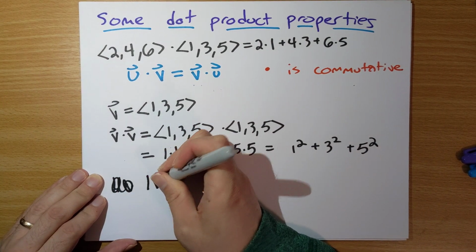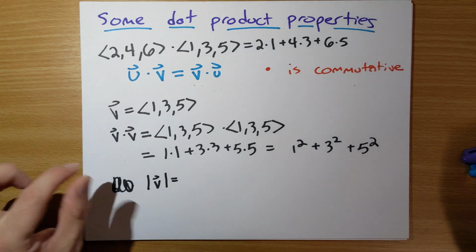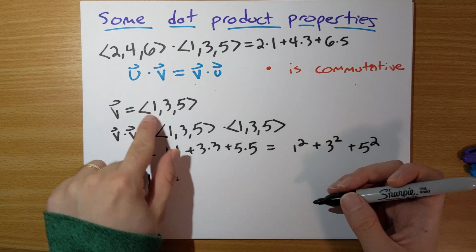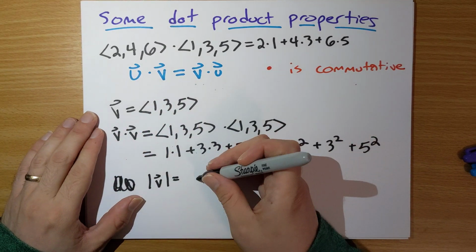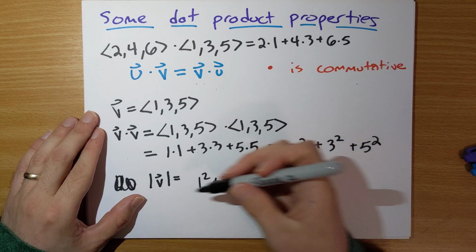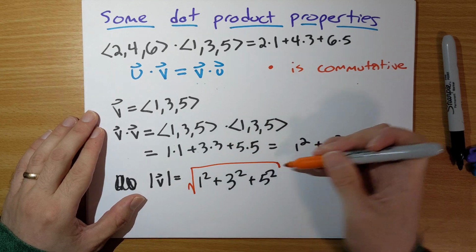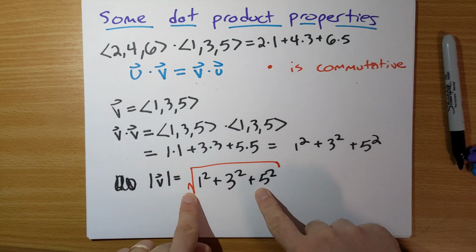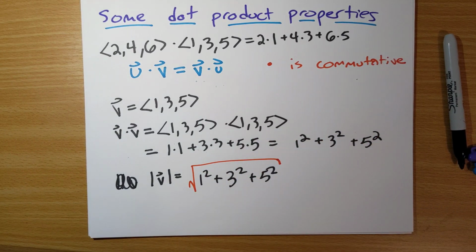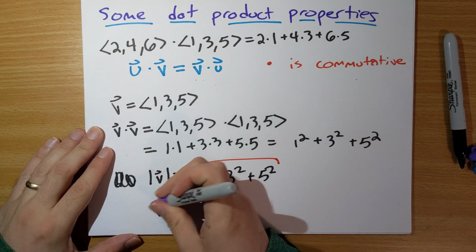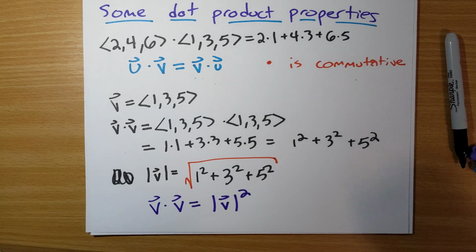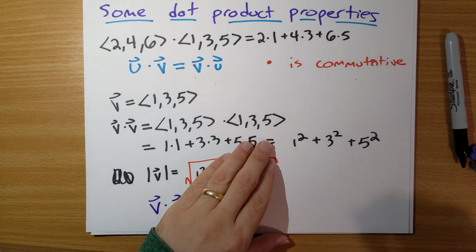What happens if I were to ask you to compute the length of v, the magnitude of v? If we find the length of the vector 1, 3, 5, we square the components, sum up those squares, and then take the square root. So what's the difference between this and this? This is just the square root of this. This is the square of this. So, conclusion, how do these relate to each other? v dot v is equal to the length of v squared. This is a common little trick.